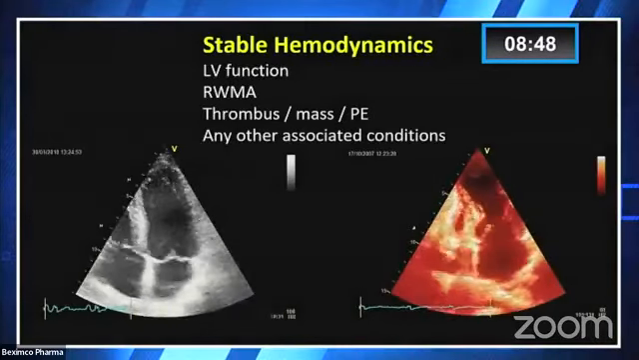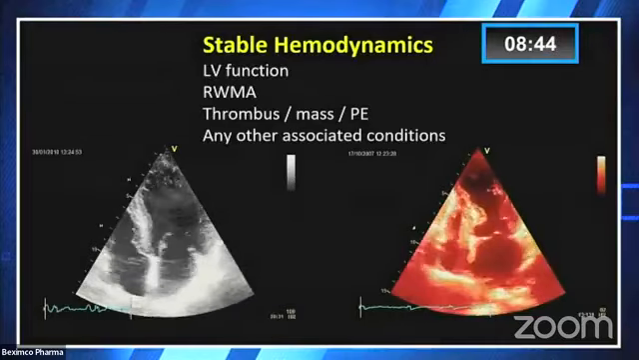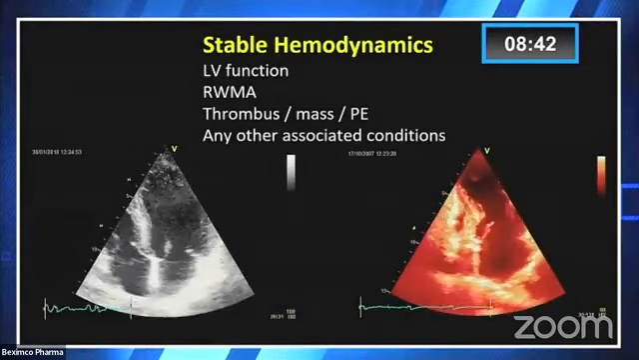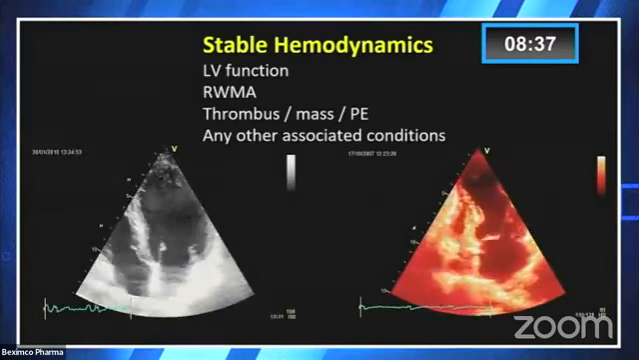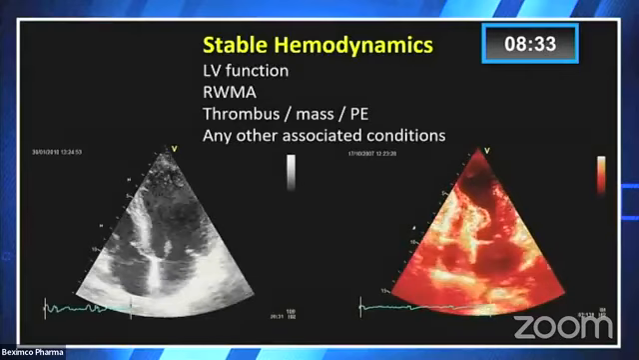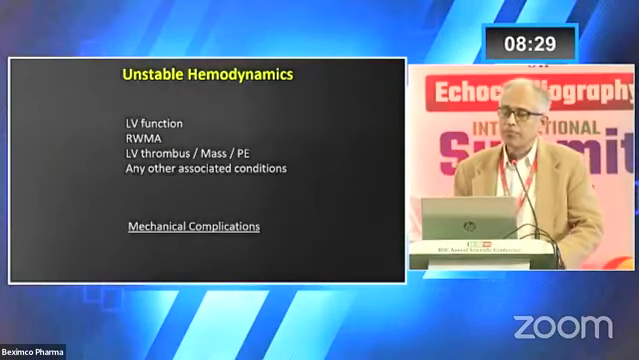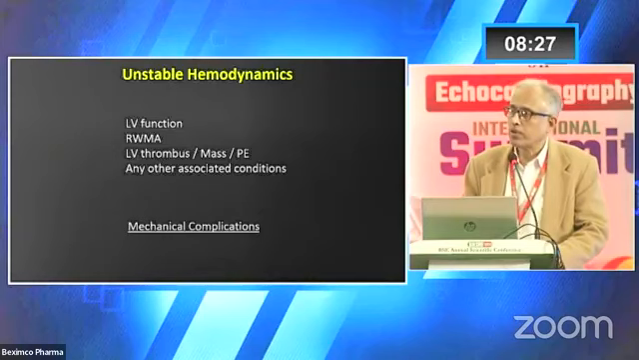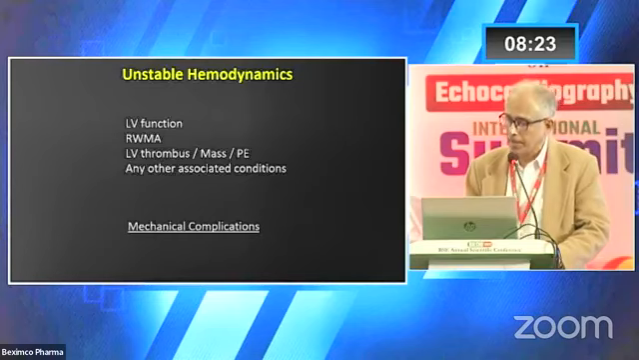Now, when the patient is stable, the approach is to look at LV function, looking at the RWMA and any masses, especially the thrombus and any other associated conditions. So you have a clear picture as to what is happening to the LV and in terms of any other problems. When the patient is unstable, then in addition to whatever is in this list, you're also going to look at mechanical complications.